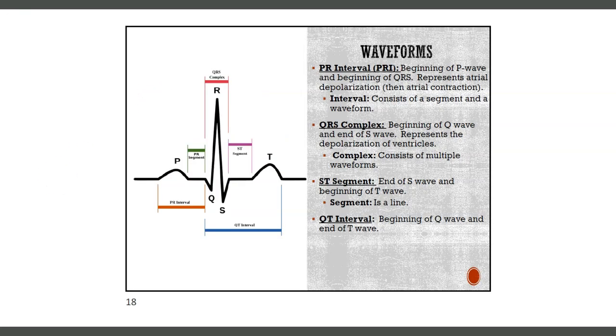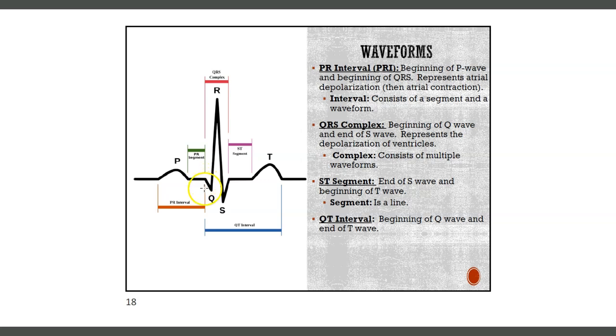Let's talk about the different waveforms. In order to measure EKGs, you actually have to measure the different waveforms. But in order to do that, you have to know where they start and where they end. First, we're going to talk about the PRI or PR interval. So the PR interval is this right here. It starts at the beginning of the P wave. So this is the P wave, the beginning of the P wave, and the beginning of QRS. So this represents the atrial depolarization, or basically atrial contraction. When we say interval, it consists of a segment and a waveform. As you can see here, this is a waveform and this is a segment. So a segment is a line.